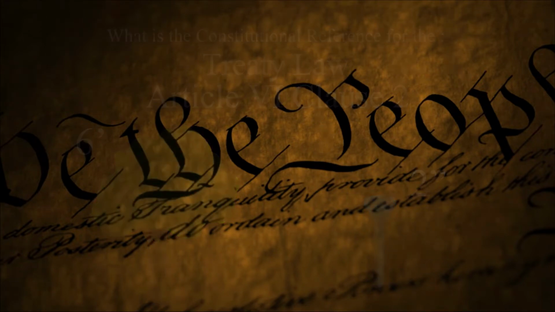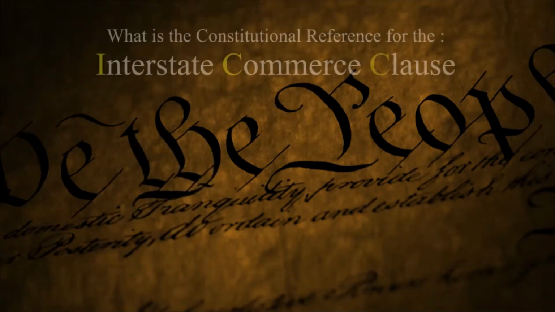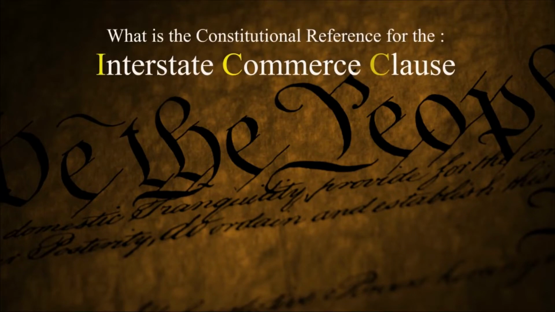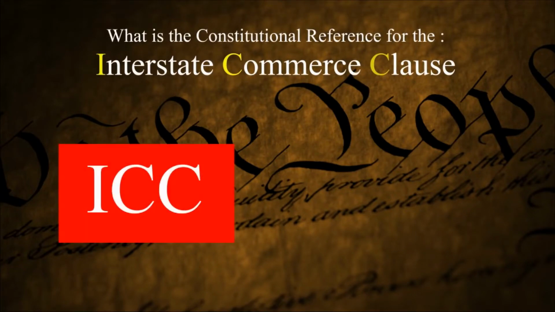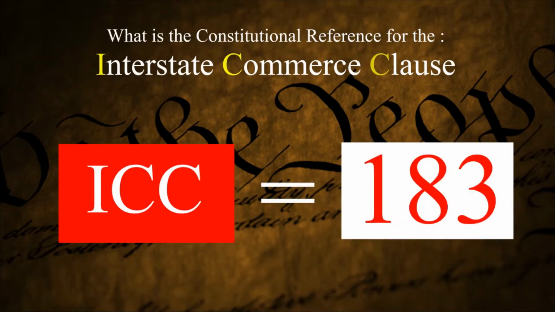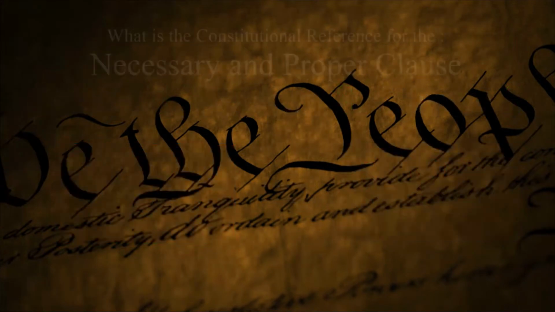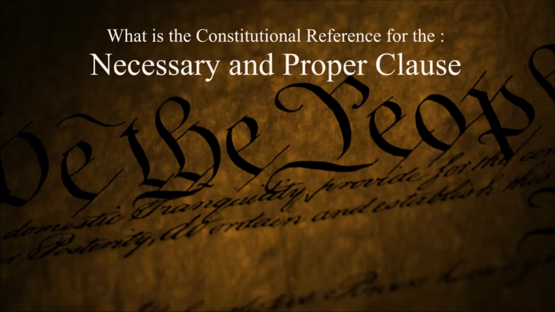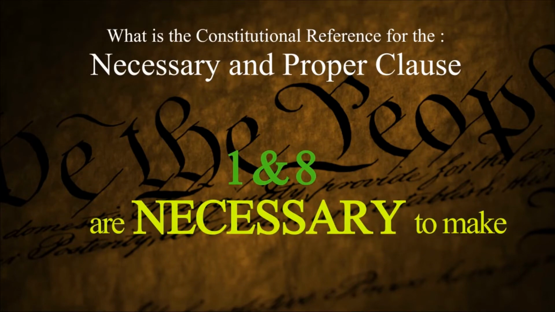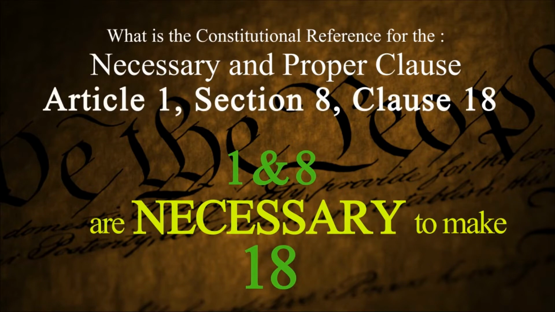Good. Next one is the Interstate Commerce Clause. How do we remember this one? Do you remember? ICC equals 183. Good. Okay. Article 1, Section 8, Clause 3 is the Interstate Commerce Clause. Okay. The fourth one, Necessary and Proper Clause. Remember this little equation? 1 and 8 are necessary to make what? 18. Okay, so Article 1, Section 8, Clause 18.